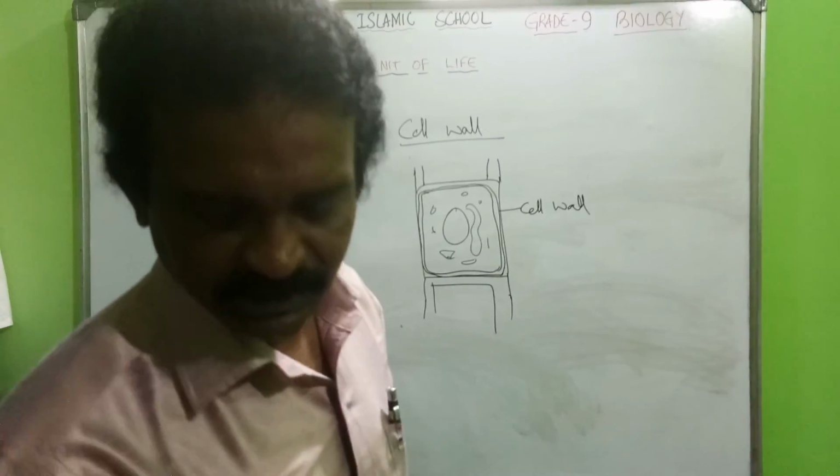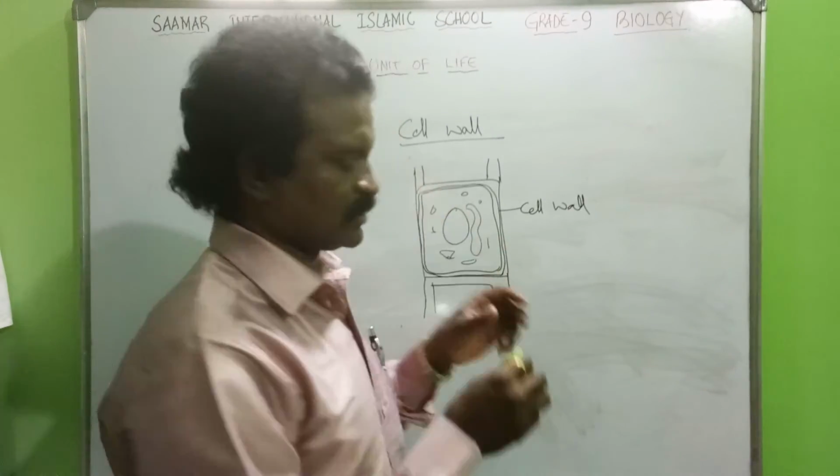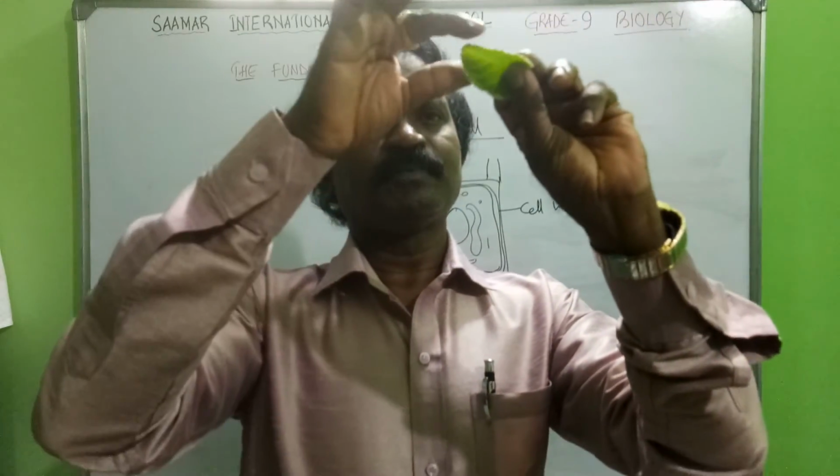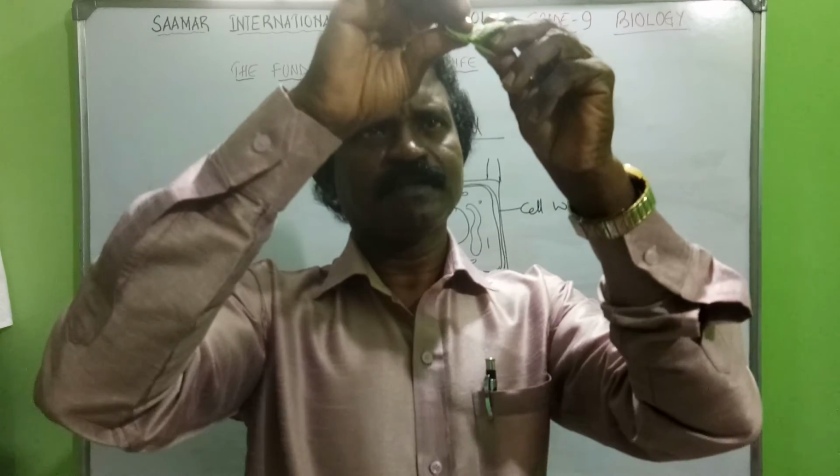Suppose the cell shrinks, the liquid present inside. Now, have you seen the cytoplasm? The liquid inside is called cytoplasm. See, in this leaf, I will show you. See, the leaf, it is like this. If I press, you can see that some liquid is coming out.